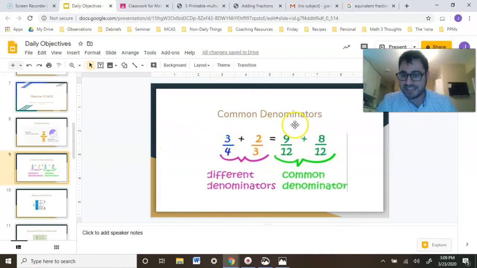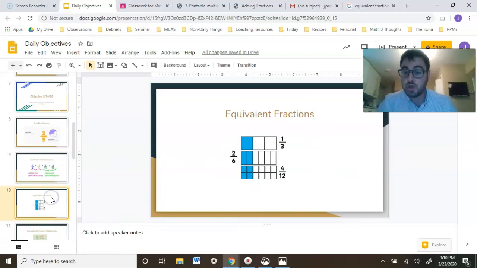Also, common denominators. Here we have different denominators, con partes diferentes. Y aquí hay common denominators. So here we have common denominators. They are the same.